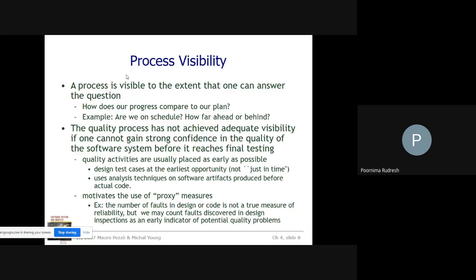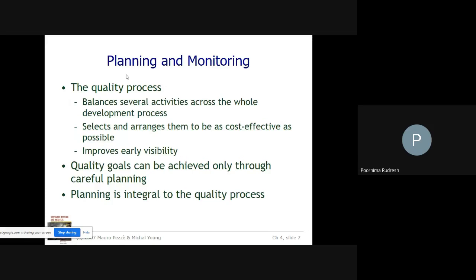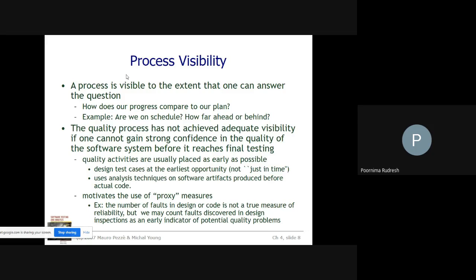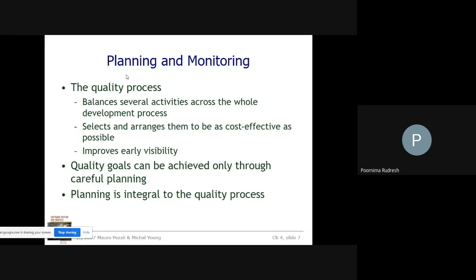So in the last class I explained what visibility is, right? So here by using the quality process we can improve the early visibility. Then what is visibility? A process is visible to the extent that one can answer the question, how does our progress compare to our plan? Means before developing the software we have the plan. Then during each stage of the software development we have to check whether we are according to the given plan or not, or we have to identify whether we are on schedule, far ahead of schedule or behind schedule, and that is called process visibility.